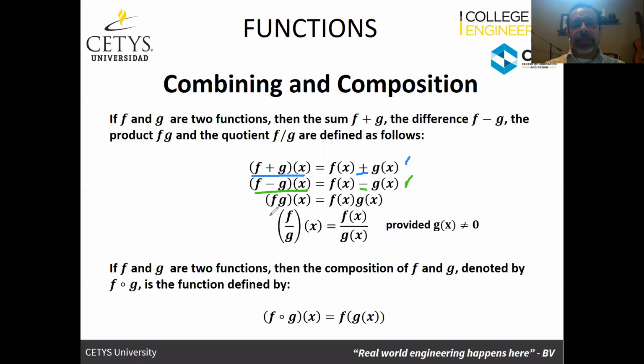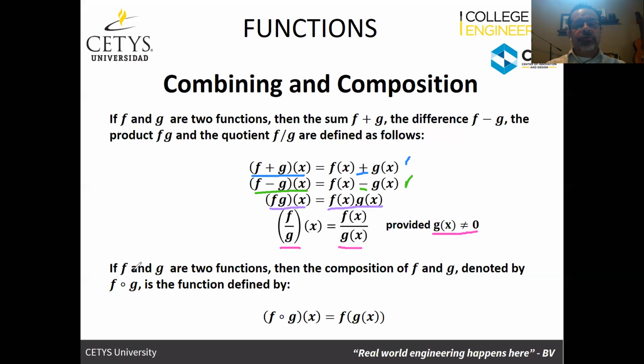If we want to multiply 2 functions, it's basically going to be the product of both of them. And in the case of the division, we're literally going to create a quotient between the 2 functions. But what is the only restriction that we have? The function that's in the denominator cannot be 0, obviously, because that would generate something that's indeterminate.